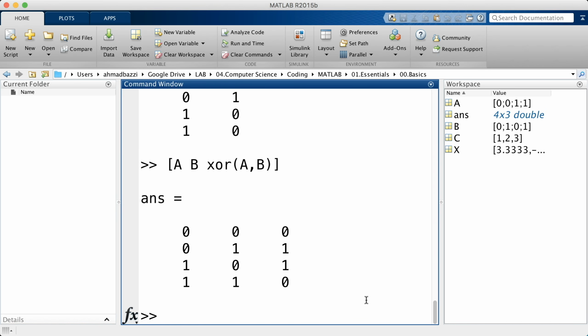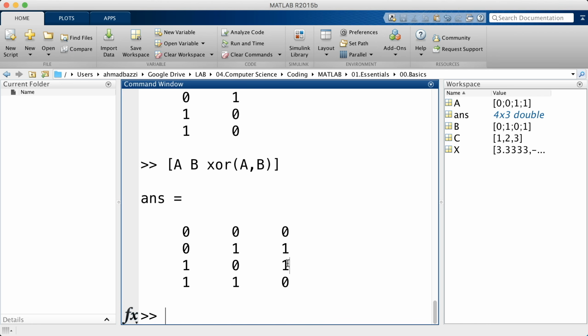So exclusive OR, as you can see, the XOR returns true only when the number of true inputs is odd. As you can see here, it's true because there's only one true input. Here it's true because, again, only one true input. False here because we have no true inputs, 0, and two true inputs, 2, which is not odd, it's even.